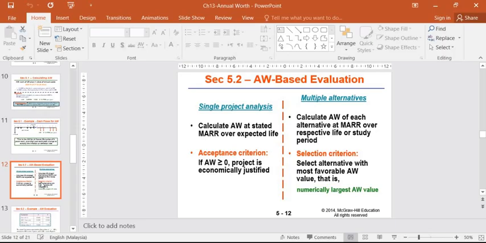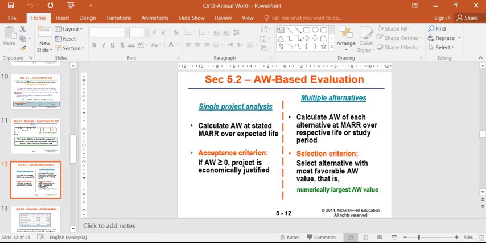All right. We are going to section 4.2, about evaluation. You have to calculate the annual worth over the expected life. The project will be accepted if AW is greater than 0. You want to see if AW is greater than 0, then the project is economically justifiable.